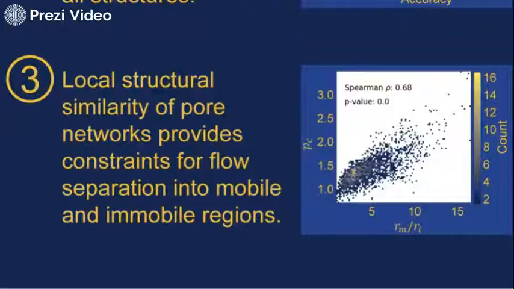Also, as demonstrated by the positive Spearman correlation, the Rm over Ri ratio gets larger with percolation threshold, indicating that the contrast in structural similarity between the flow regions grows with flow channelization.